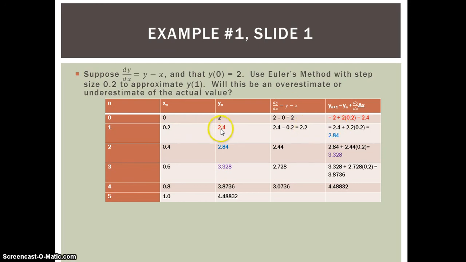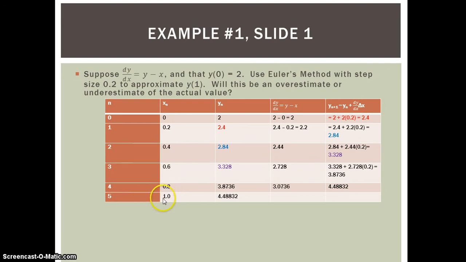So we take our y sub 1, which is 2.4, and add to it 2.2, our derivative, times our step size, 0.2, and we get our new guess in blue, 2.84. Our x goes up by another 0.2. Our new guess goes in blue under y sub 2. We go through the same process. We get a new derivative, 2.44. We calculate our new guess, which is 3.328. That's in purple, and it goes in the next row. And we keep on going until we get our x value equal to 1. All right, kind of a rinse-repeat sort of thing.